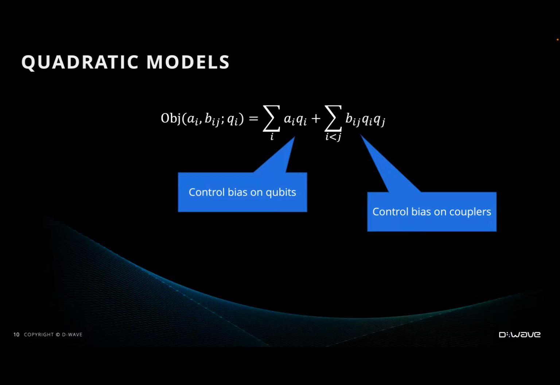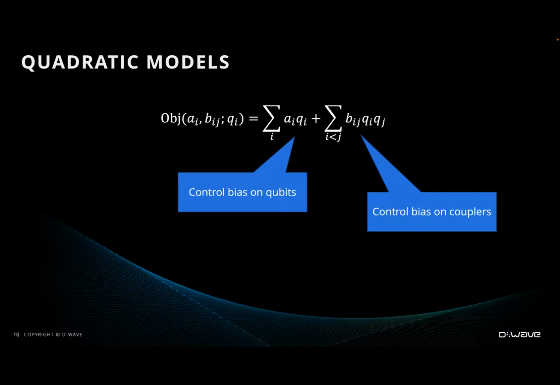So essentially you have these linear and quadratic terms because what the chip is made up of is those individual qubits and qubits coupled together. I mentioned those pictures earlier, that was the 2000Q system. That system has since been deprecated because our Advantage system has over 5000 qubits.